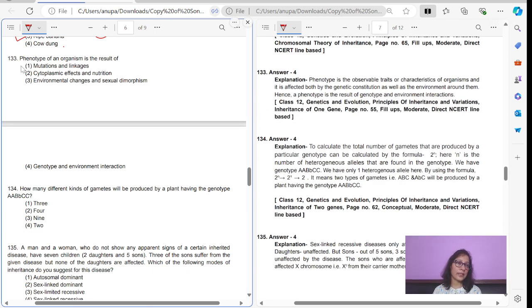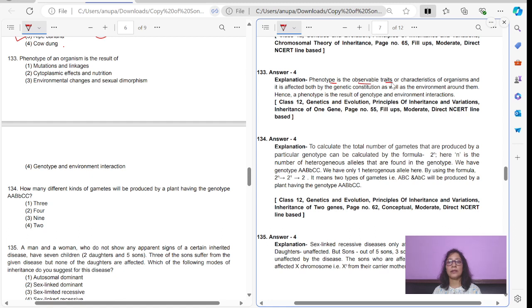Now let's move to the next question, that is question number 133. Question number 133 states that phenotype of an organism is the result of. So we know that the phenotype is the observable traits, or physical appearance, physical characteristics of an organism. And it is affected both by genetic constitution as well as the environment in which the individual is living. Hence, a phenotype is the result of genotype as well as environment interaction.